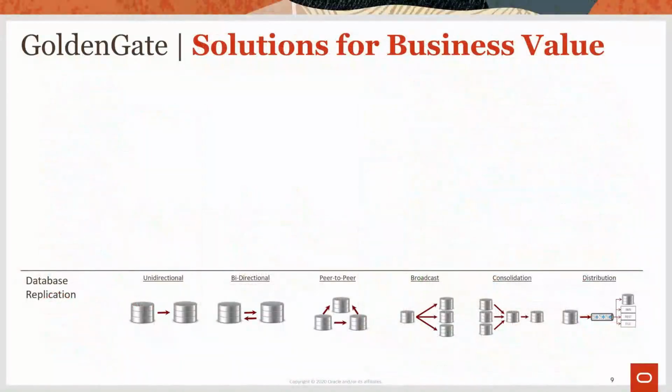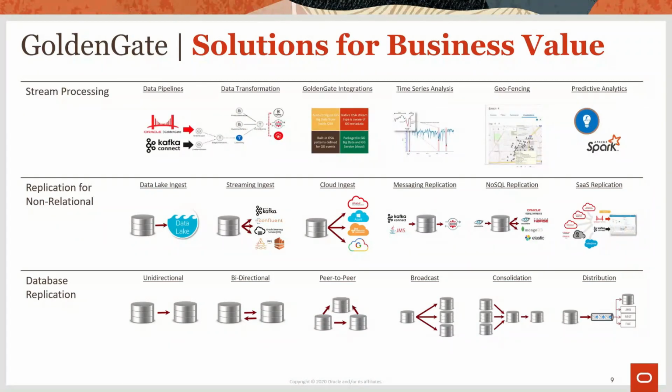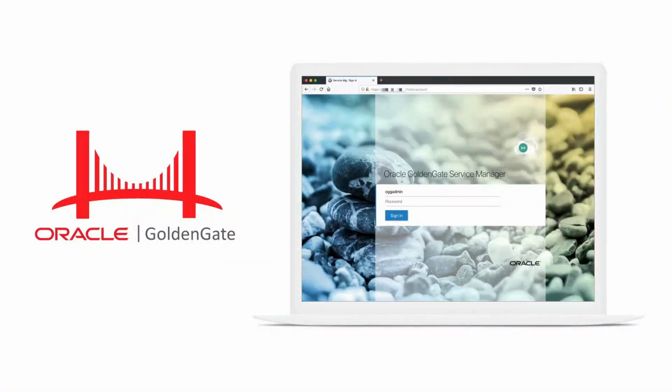GoldenGate's rock-solid foundation is the best-in-class for data high availability, high-speed transaction replication, and data warehouse loading. But modern data challenges require the most innovative solutions, and GoldenGate delivers on world-class data lake ingestion, stream data processing for real-time ETL, and advanced stream analytics that include geofencing, time series processing, and machine learning integrations. As a platform for modern data integration, GoldenGate just can't be beat.